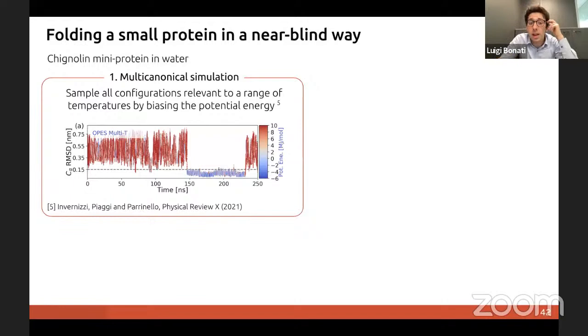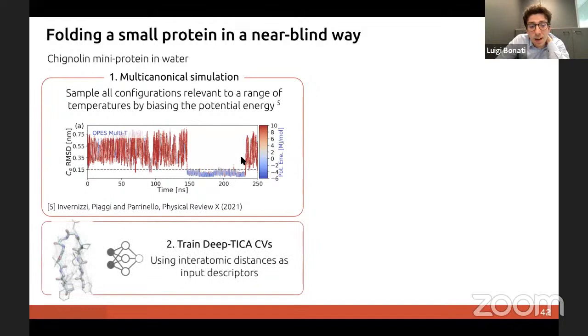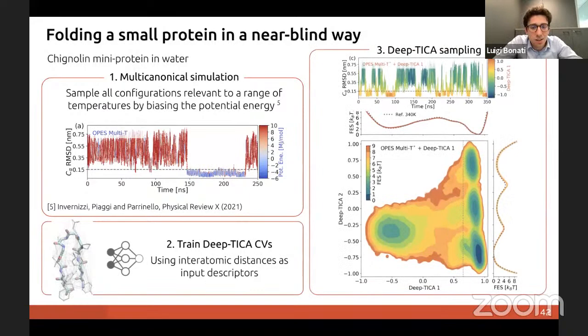As you can see, it's able to drive a few transitions, although it's not very optimal. Nevertheless, even in this case, when we analyze such a simulation and we extract the CV as the slow mode of this dynamics, as before, we also here use the interatomic distances as input descriptors. Again, this is not the best way of representing the system. We might do something better, but this was again to see how using a complex and expressive model can allow us to design CVs even when starting from a not so optimal description.